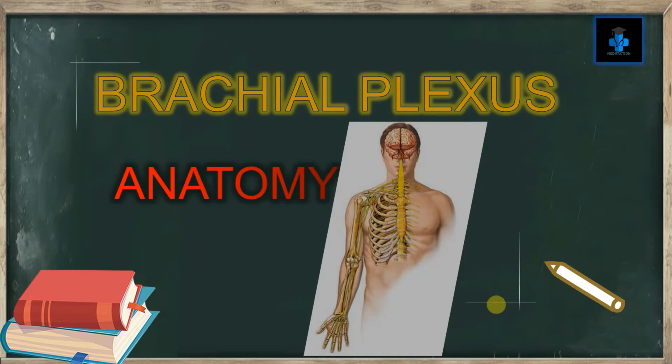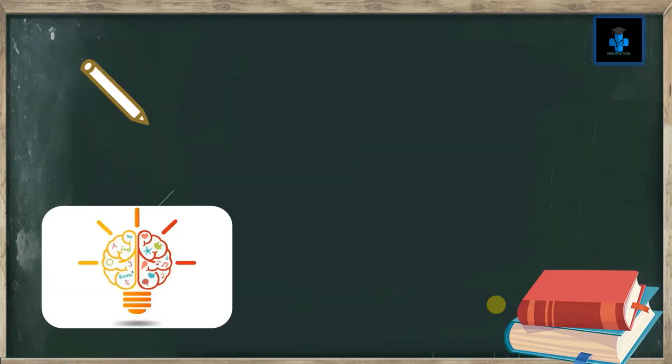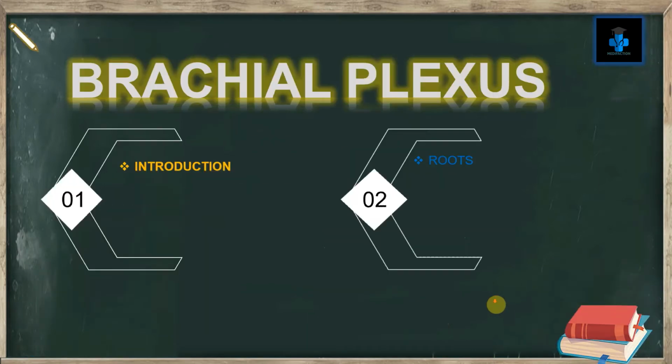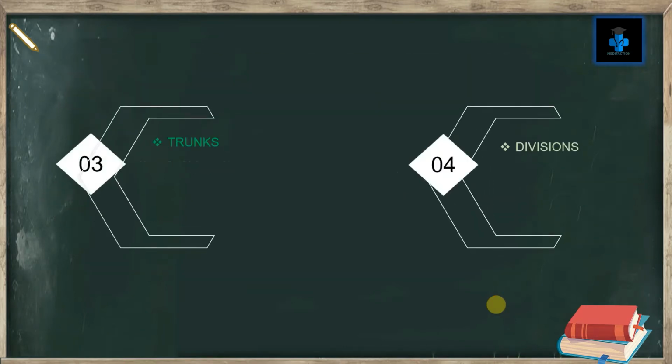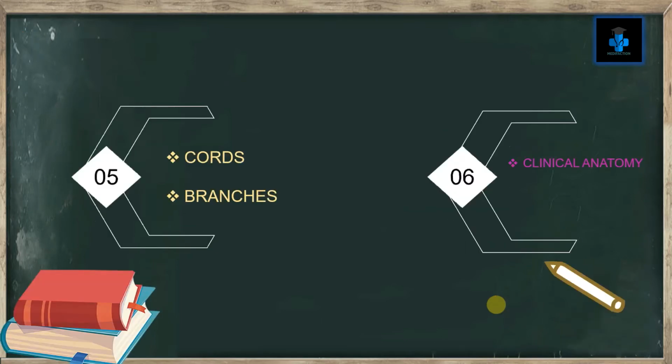So today we are going to learn about the anatomy of the brachial plexus. So let's make it easy and let's get started. In this video I'm going to enumerate an introduction to the brachial plexus, followed by the different sections of the brachial plexus, which are the roots, the trunks, the divisions, and also the chords, branches, and we are also going to talk about the important clinical anatomy related to the brachial plexus.